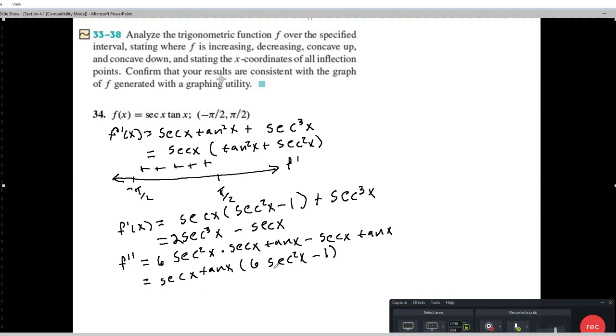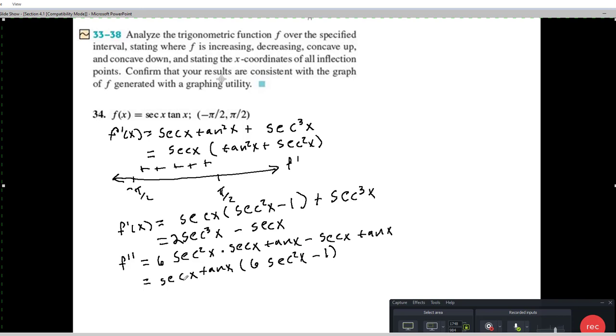Again, the secant squared is always going to be a positive number. Multiply it by 6. Not only is it a positive number, it's a positive number bigger than or equal to 1. So if you multiply it times 6, that'll be bigger than or equal to 6, subtracting 1. This is going to be a positive output for this entire factor right here.